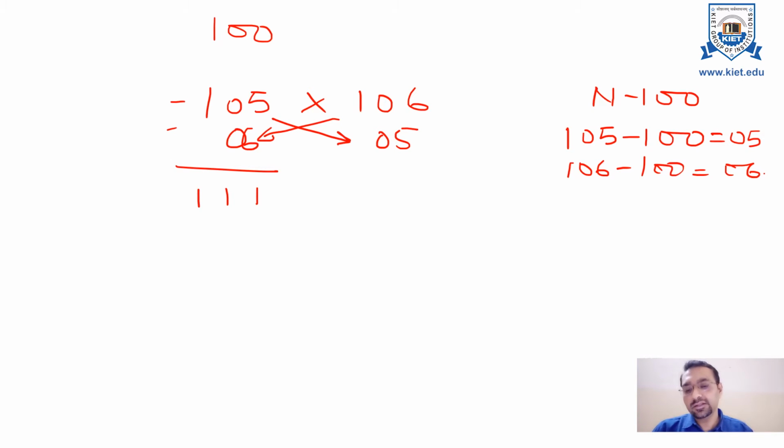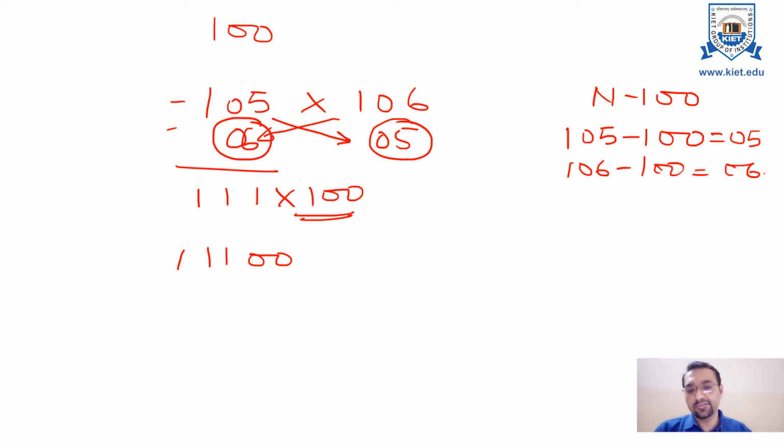111. Okay, thereafter you have to multiply this number by hundreds, because we have taken the base as 100, since these two numbers are close to 100. So you have to multiply this number by 100. So you will get 11100.